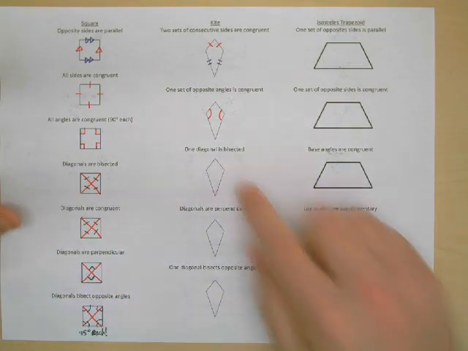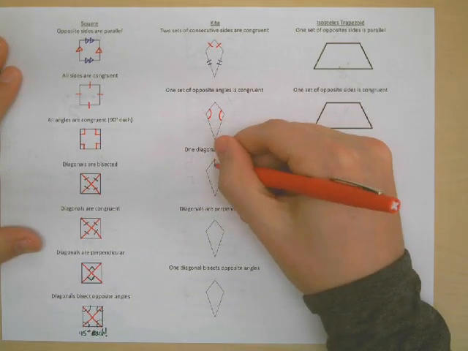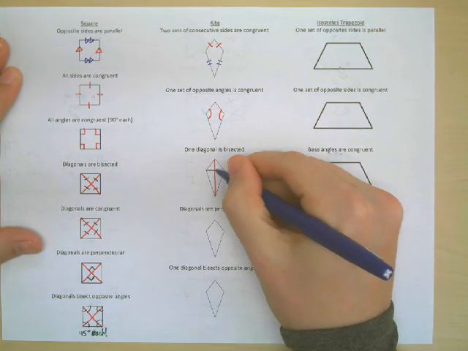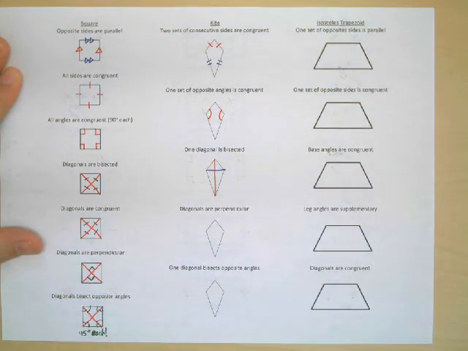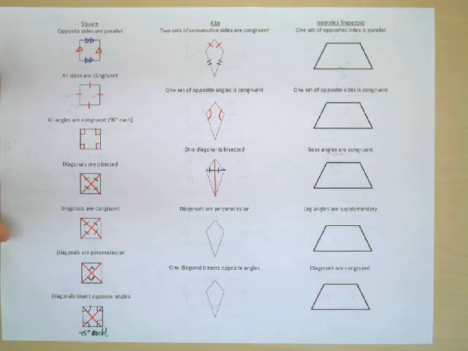The next property, one diagonal is bisected. So I'm going to draw the diagonals for the kite. The diagonal that's bisected is actually the blue one. So I'm going to put the green ticks on the blue to show that it's bisected.